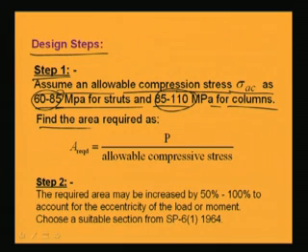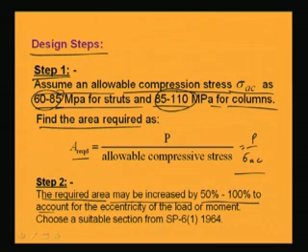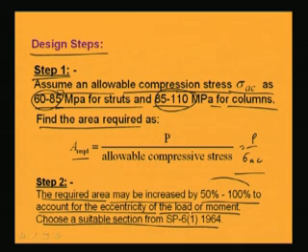Next we find the area required. A required is equal to P by sigma AC. Then the required area may be increased by 50 to 100% to account for the eccentricity of the load or moment. Choose a suitable section from SP 6 1964. So the area will be increased by 50 to 100% to account for the eccentricity of the load or moment.